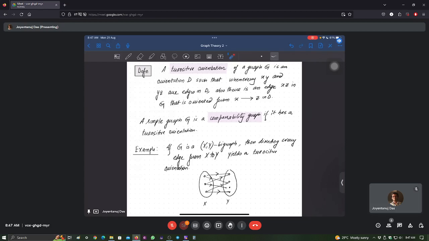The thing is that they are saying whenever there is an edge x to y and y to z, then this edge must exist. But this first condition itself is not satisfied, because the edges are only from x to y, like this. There is no edge from y to z. So it is trivially true.